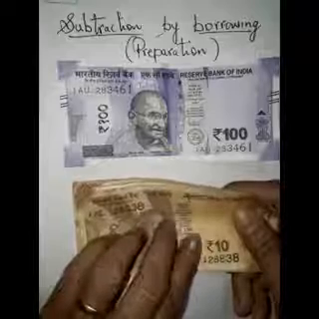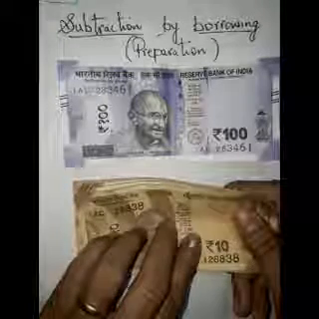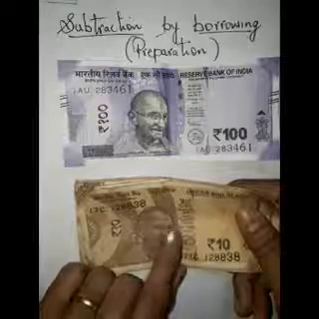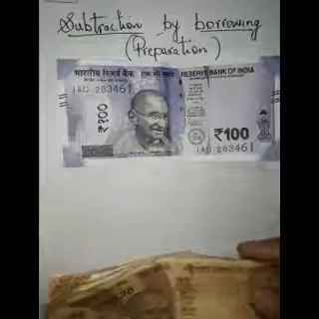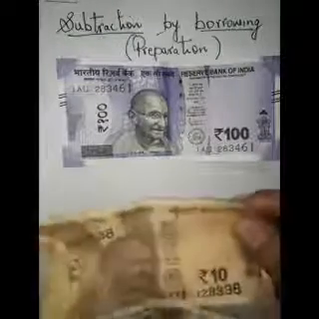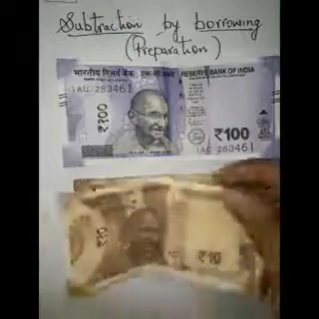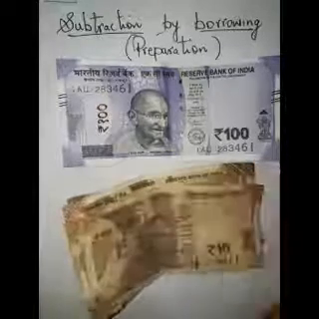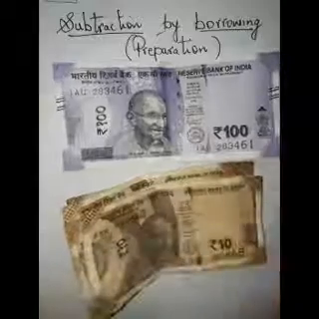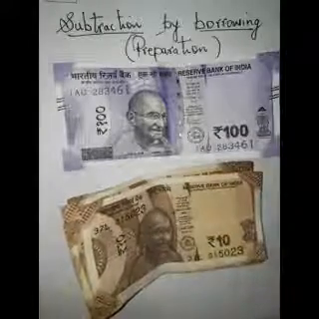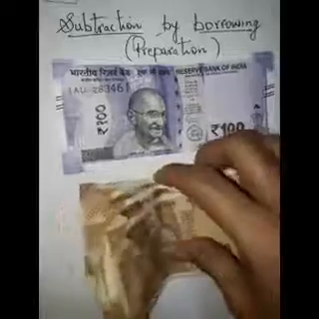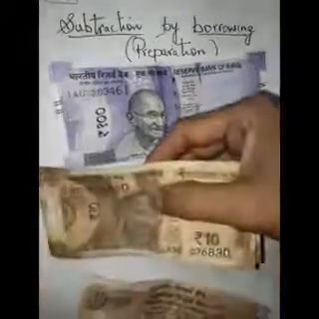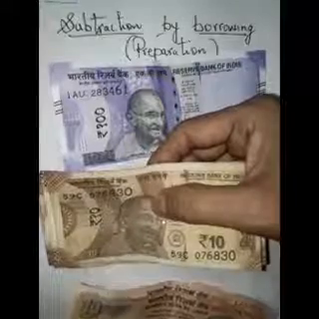Now from this I can give 70 rupees to Nandu. So here let's count 10, 20, 30, 40, 50, 60 and 70. Now these 70 rupees I will give to Nandu.